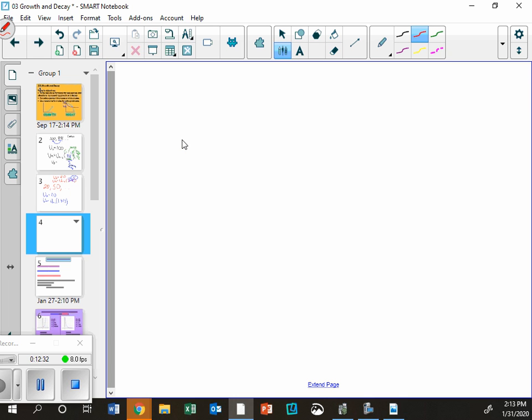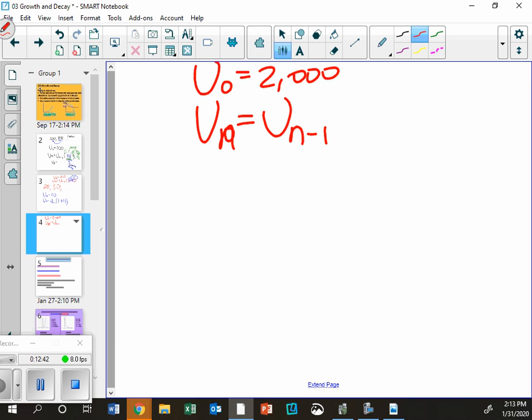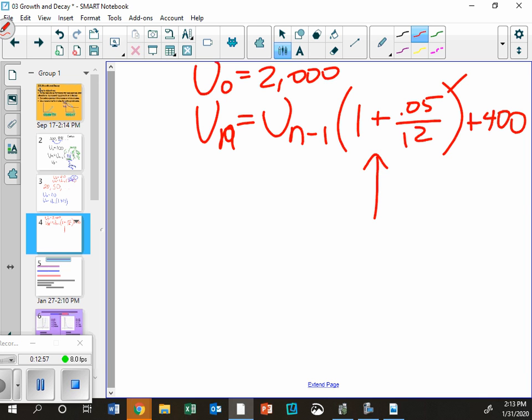Here's a typical problem. Let me show you. You have a $2,000 loan, and you have payments of 1 plus 0.05 over 12 plus 400. That's a typical problem by the end of next week. Do you see that there's a 1 plus the rate? See how they got it set up with a parentheses and a 1 plus? That's why I think we should start doing that now. Because by the end of next week, you'll be like, oh, this isn't that hard.